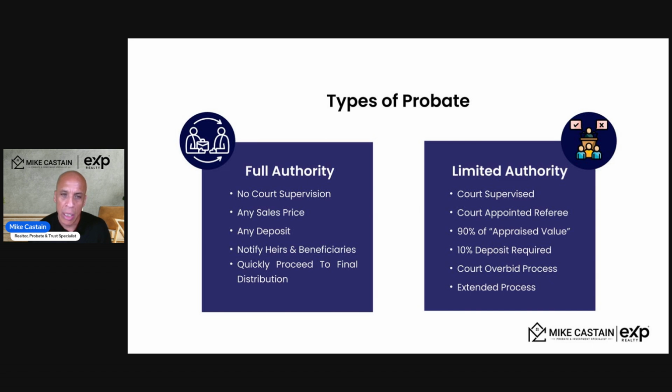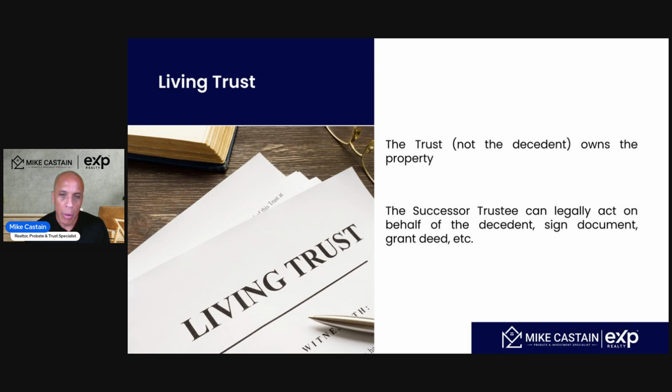A probate sale, a real estate sales transaction under full authority, can take as little as 3 to 4 months, whereas in a limited authority situation, it could take anywhere from 7 to 9, maybe even up to 12 or more months to liquidate the actual real estate of the estate. But let's talk about ways to avoid probate.